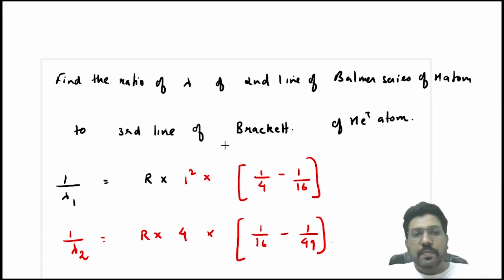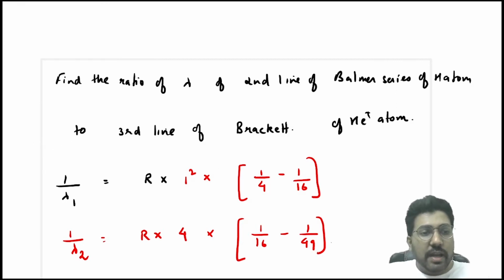Then the third line of Brackett series. Now the Brackett series starts from n equal to 4. So the third line means 5 to 4, 6 to 4, 7 to 4. That means 1 by lambda 2 will be equal to R into Z square. Z now is He+, Z is 2, into 1 by n1 square, that is 1 by 4 square, minus 1 by n2 square, that is 1 by 7 square.